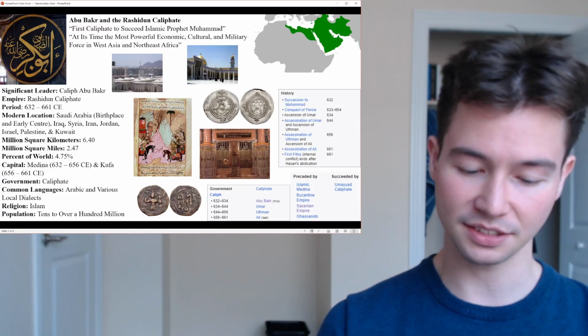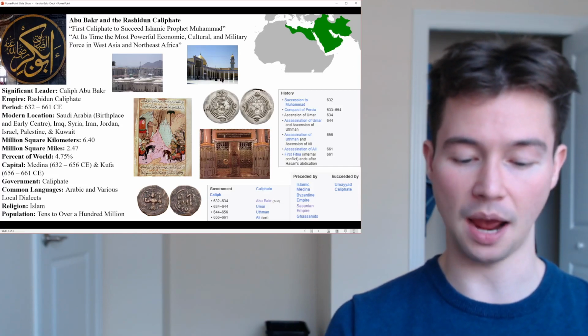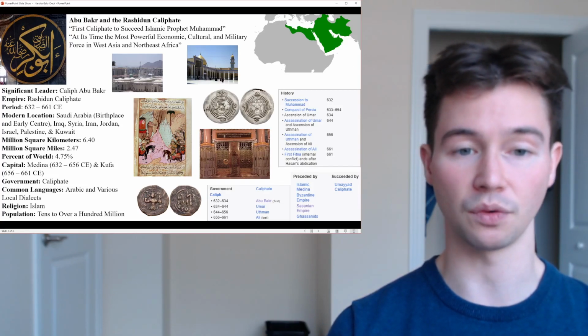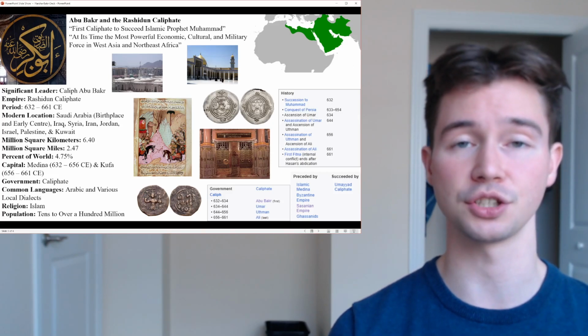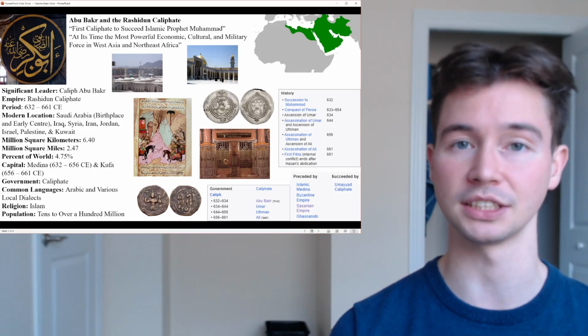Below that, we have the tombstones of the caliphs Abu Bakr and Umar, on the left and right, the first two caliphs of the Rashidun Caliphate. So at least their tombs one can still visit today.